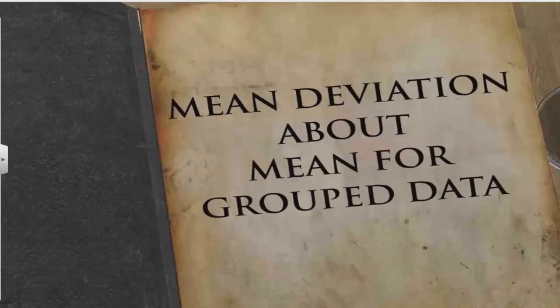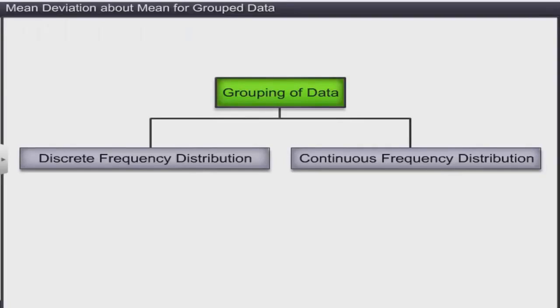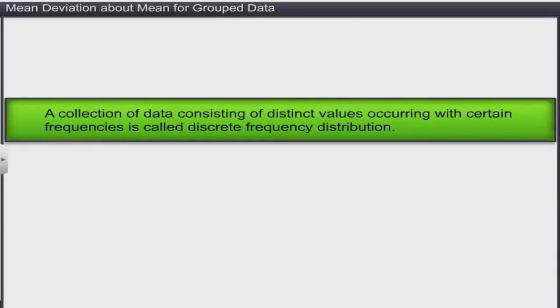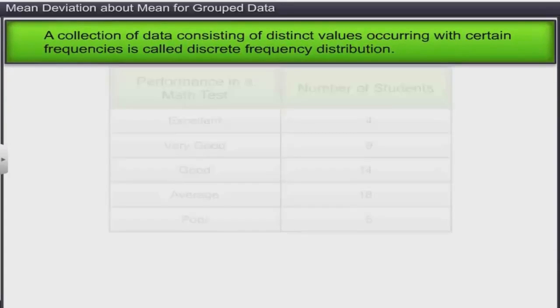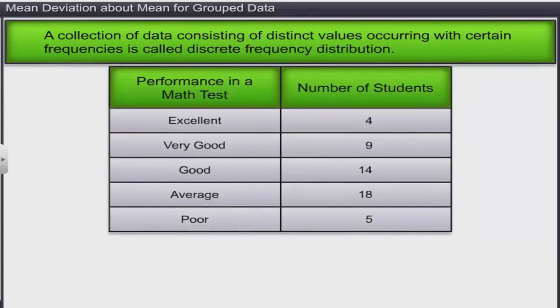In this module, you will learn to find the mean deviation about the mean for grouped data. We know that data can be grouped in two ways: discrete frequency distribution and continuous frequency distribution. A collection of data consisting of distinct values occurring with certain frequencies is called discrete frequency distribution. Here is an example of discrete frequency distribution.